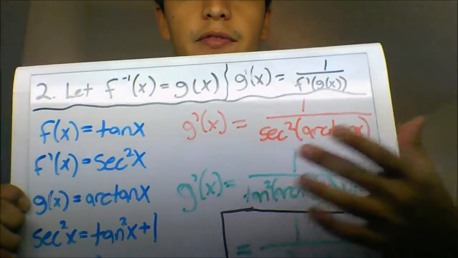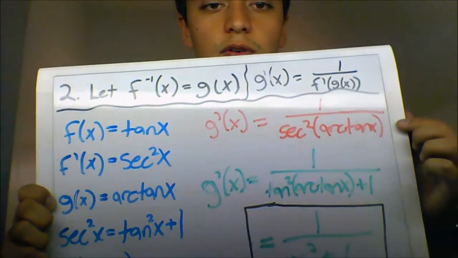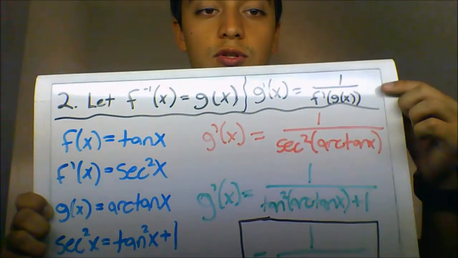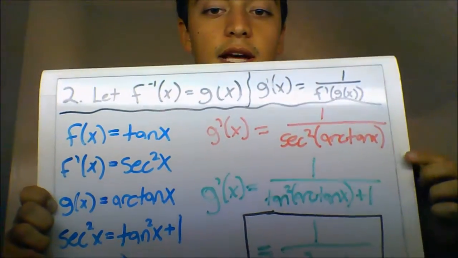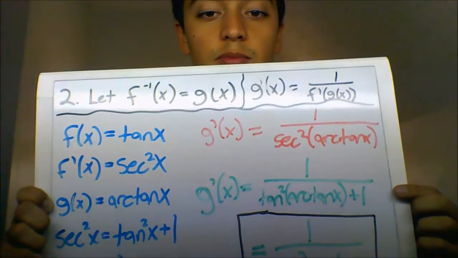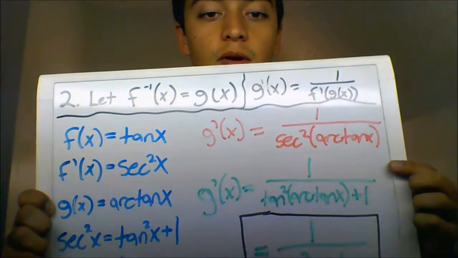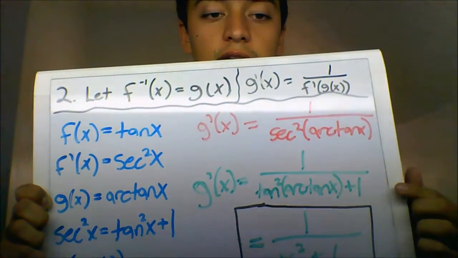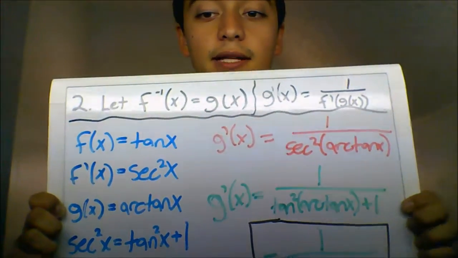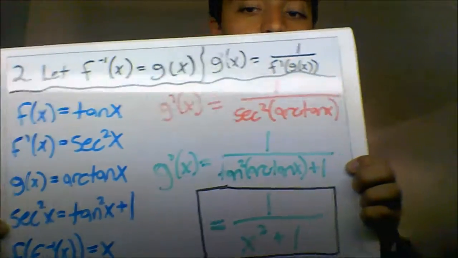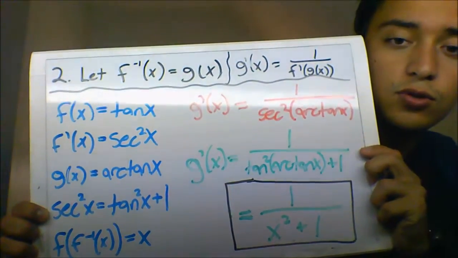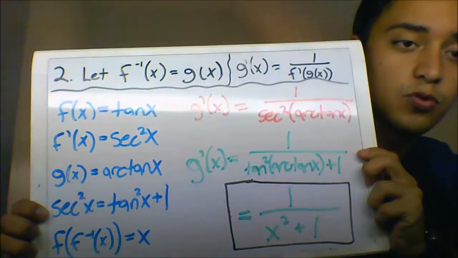So g prime of x is equal to 1 over secant squared of arctangent of x due to this equation. Next, we're going to follow over to g prime of x here in green. We have 1 over tangent squared of arctangent of x plus 1. Now we got that from this other equation here, where we know that secant squared of x is equal to the tangent squared of x plus 1.